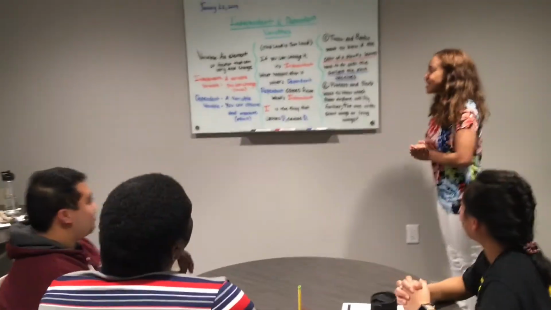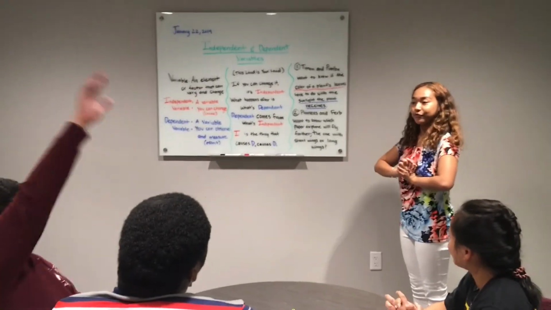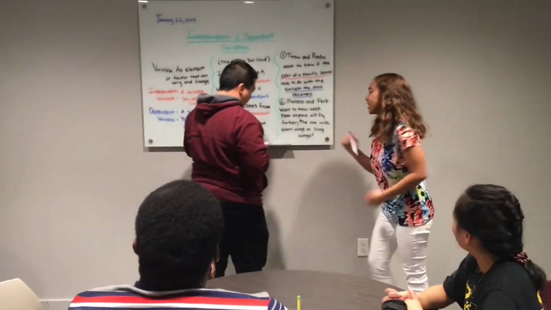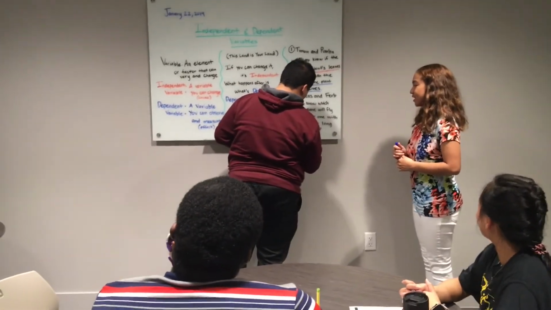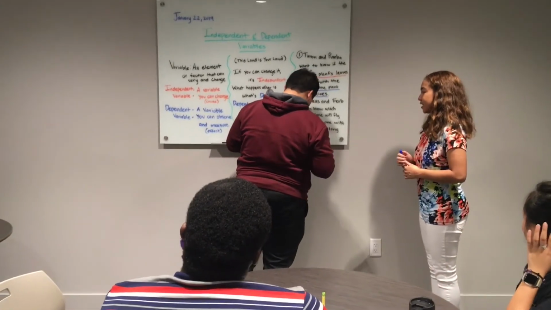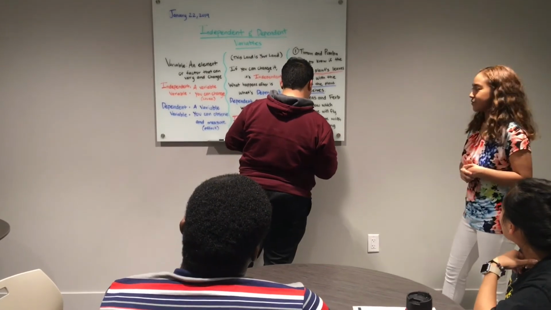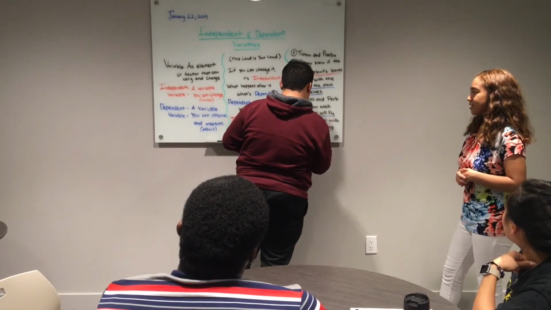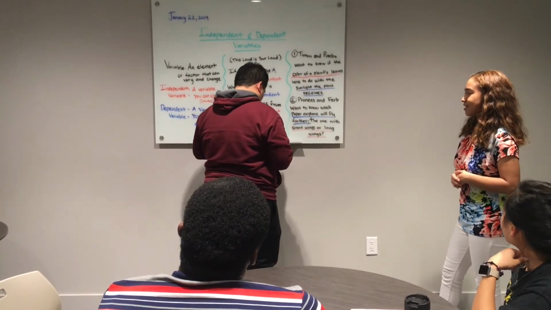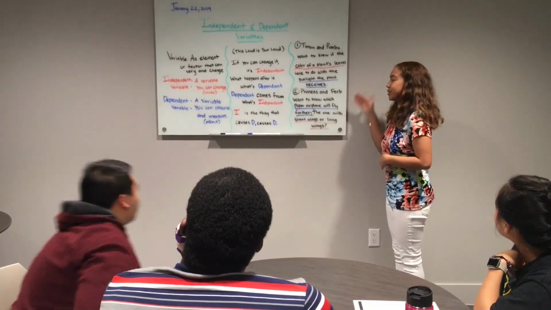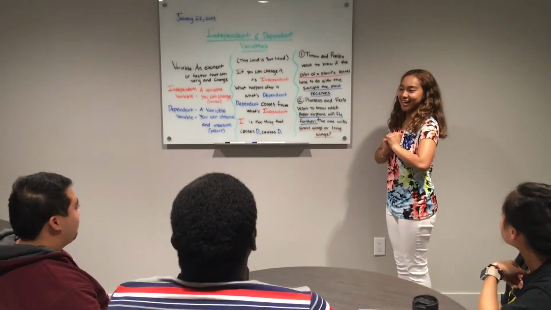Does anyone want to come and underline the independent and dependent variable for this one? Go ahead, Patrick, thank you for volunteering. And be discussing at your tables if what he's doing is right. All right, perfect. So how long or how short the wings are can determine how far the paper airplane will fly. Does that make sense?